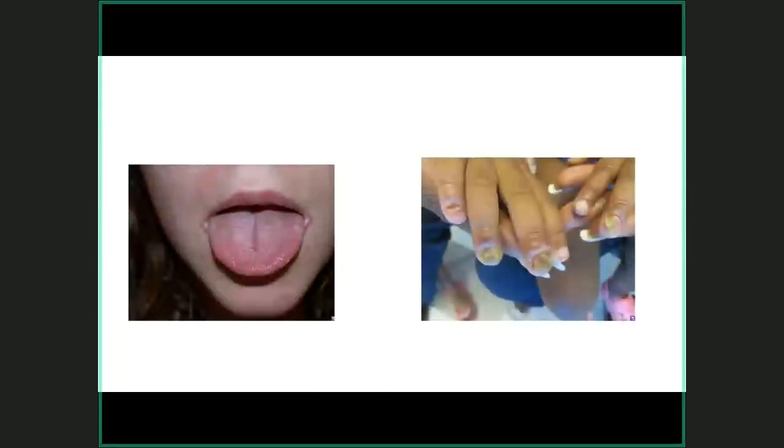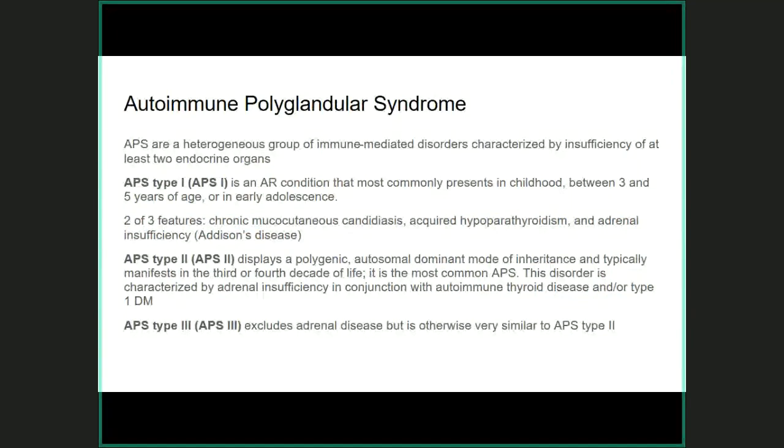Okay, so what is this? As you can see, there's angular cheilitis and pretty dramatic changes in the nails. These are manifestations of APS or autoimmune polyglandular syndrome. We'll briefly go over what each type is. It is a heterogeneous group of immune-mediated disorders characterized by insufficiency of at least 2 endocrine organs. Type 1 is autosomal recessive, mostly presents in childhood between 3 to 5 years of age and sometimes in early adolescence. And 2 of 3 features are usually present.